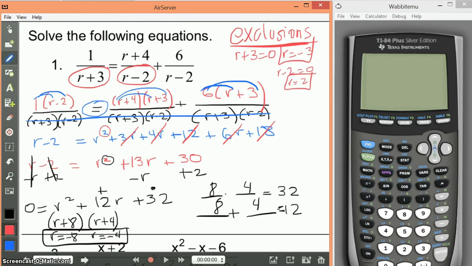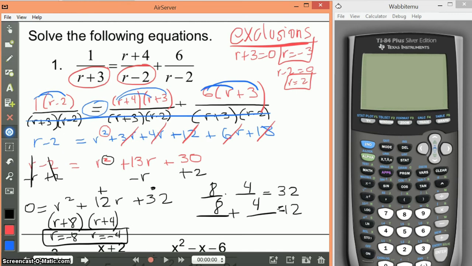That's your second exclusion. It means if you plug it in, let's try. 2 minus 2 is 0, and you cannot have a 0 in the denominator. r equals negative 3, you cannot have a negative 3 in the denominator. So then these are the exclusions. You have two values, negative 8 and negative 4. They are different from the exclusions, so then they are both accepted.